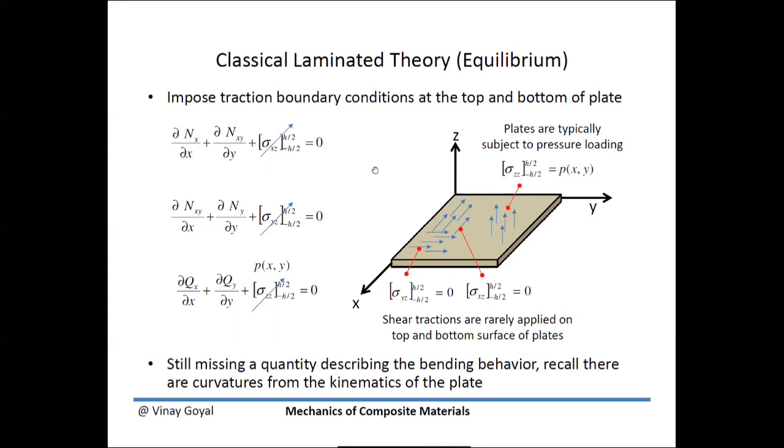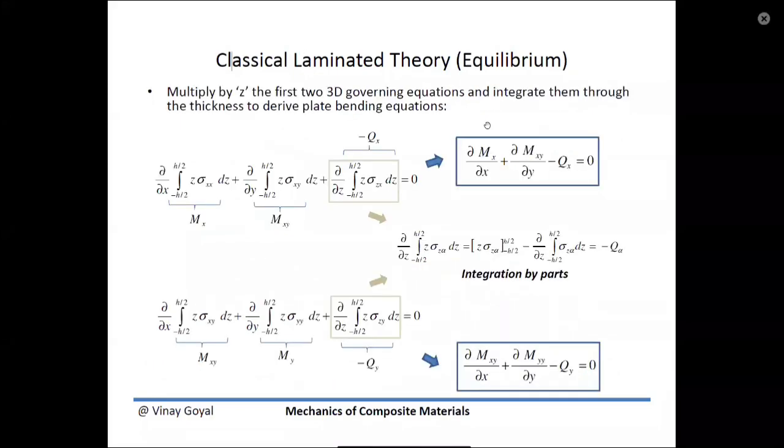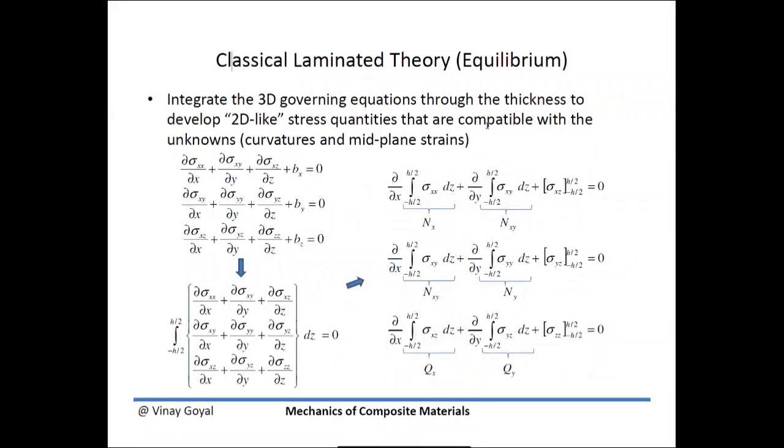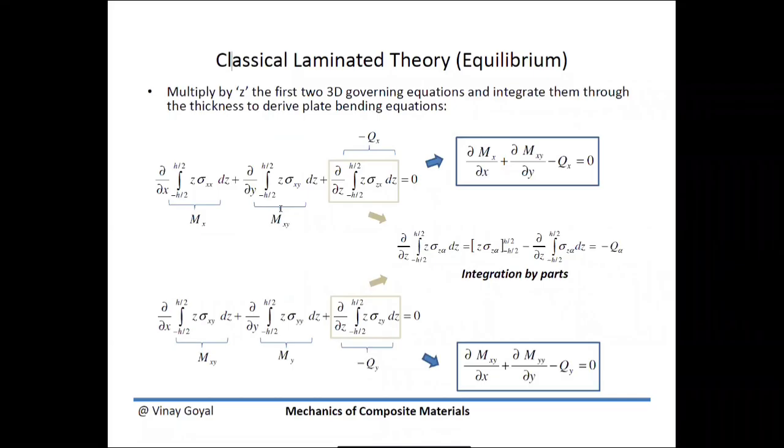So the equations have indeed simplified into these two equations and this third equation. But we still have something missing here, and that's something related to bending, because these forces here, I'll show you later, but they really represent the in-plane forces, the in-plane force quantity. So the idea then is to multiply these equations by z. Each row will be multiplied by z, and then we're going to integrate through the thickness to be able to get the bending behavior.